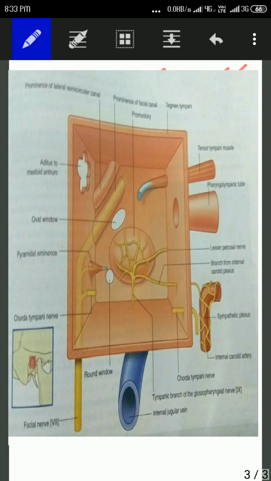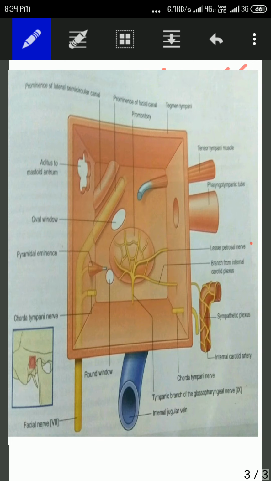Further, we can see one more structure lying here. This is the promontory. The promontory lies in the medial wall of the middle ear. The promontory is formed by the branches of some nerves. These nerves are tympanic branch of glossopharyngeal nerve. As we can see here, tympanic branch of glossopharyngeal nerve, it is going here. We also know that tympanic branch of glossopharyngeal nerve is also known as Jacobson's nerve.